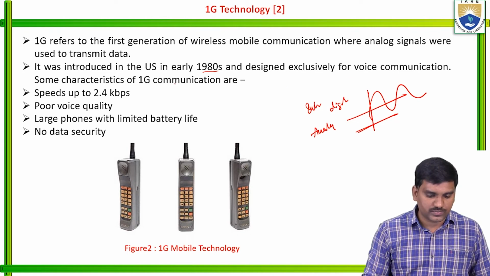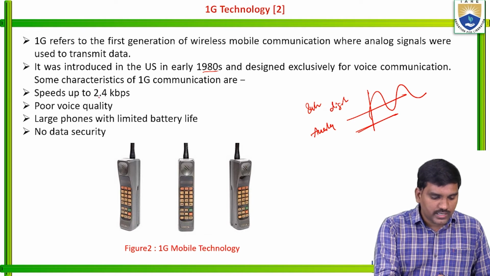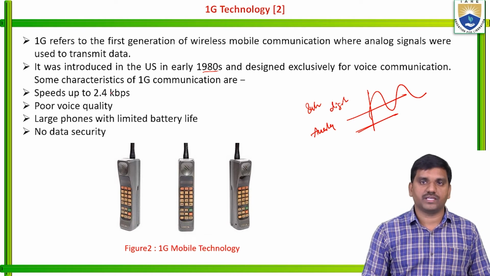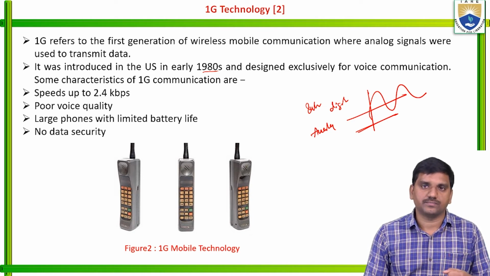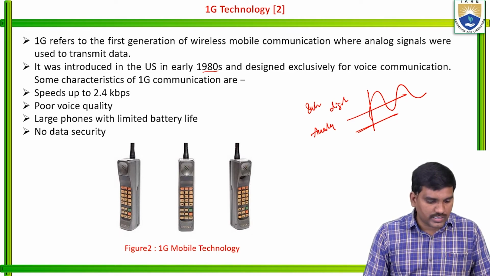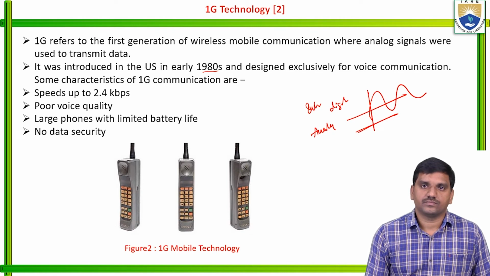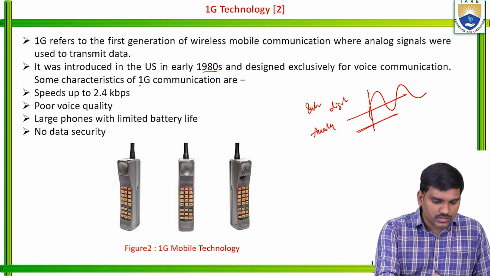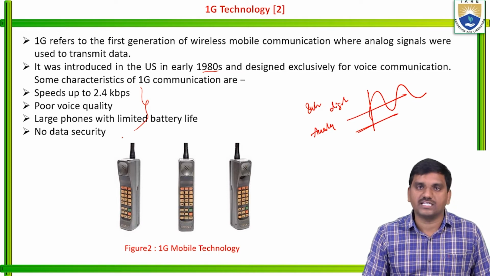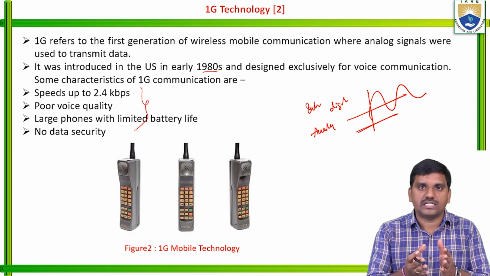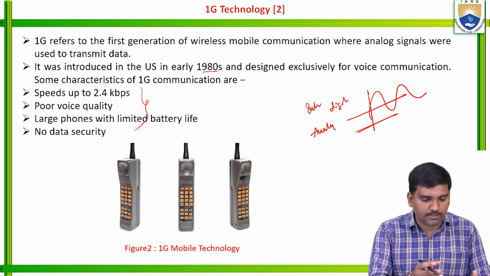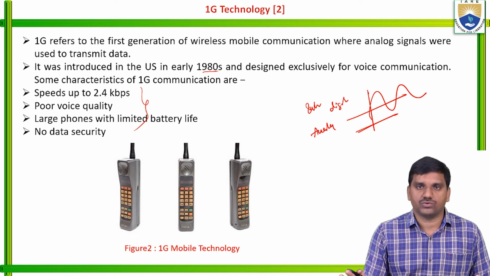Some characteristics of 1G communication: speed up to 2.4 kbps. The speed is very low, that is up to 2.4 kbps. Next, poor voice quality. Next, large phones with limited battery life. Next, no data security. So these are some characteristic features. The 1G technology has low speed, up to 2.4 kbps only.